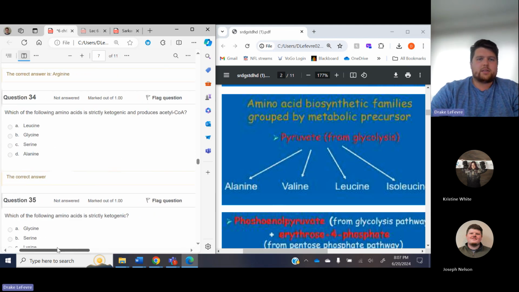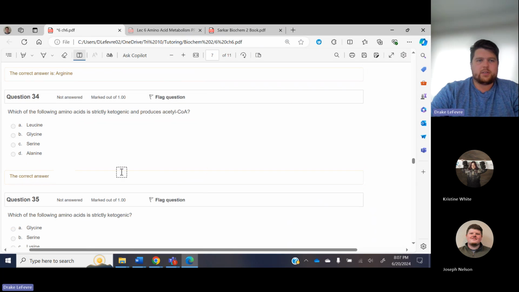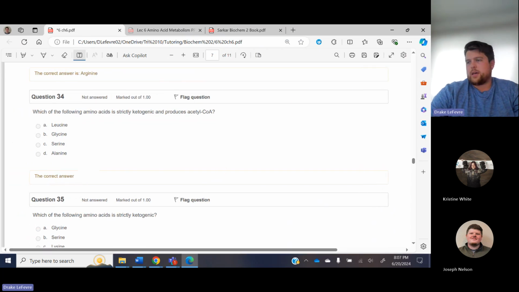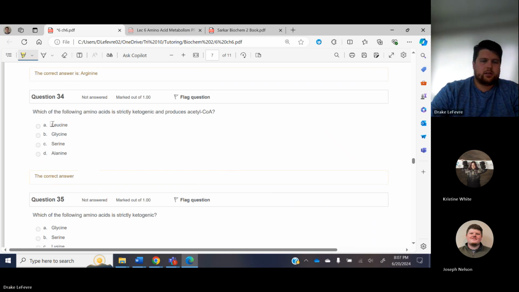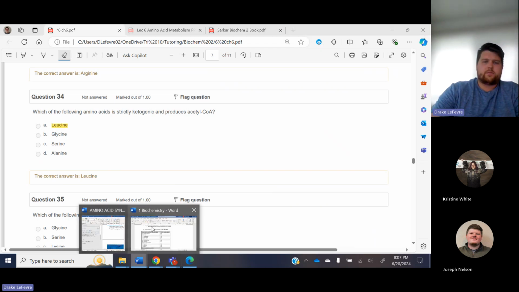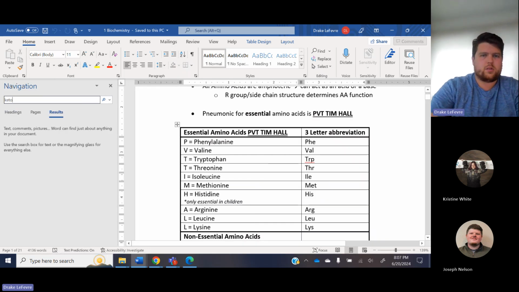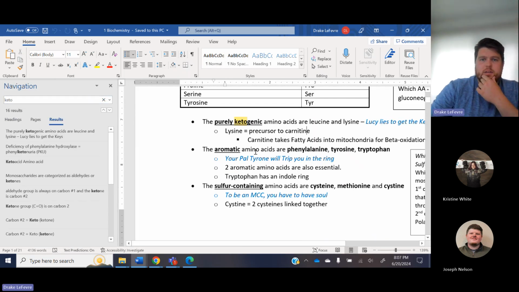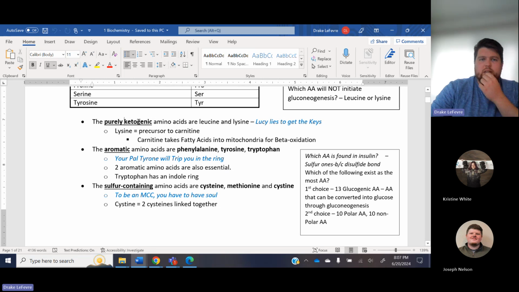Which of the following amino acids is strictly ketogenic and produces acetyl-CoA? Strictly ketogenic. Ketogenic are leucine. If I'm not mistaken, if we go back to Biochem 1, that was one of the categories they gave us, right? Yeah, and actually, if you have my notes as well, some of these, the ketogenic. I think you mentioned this before. Lucy lies to get the keys. Leucine and lysine are our purely ketogenic ones.